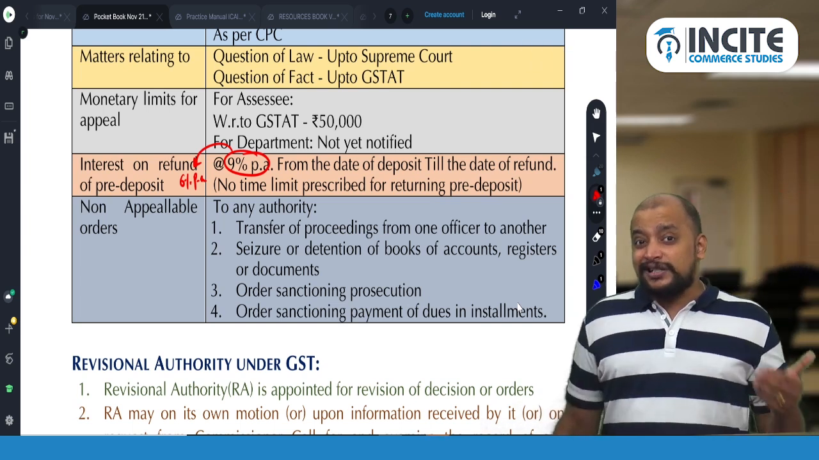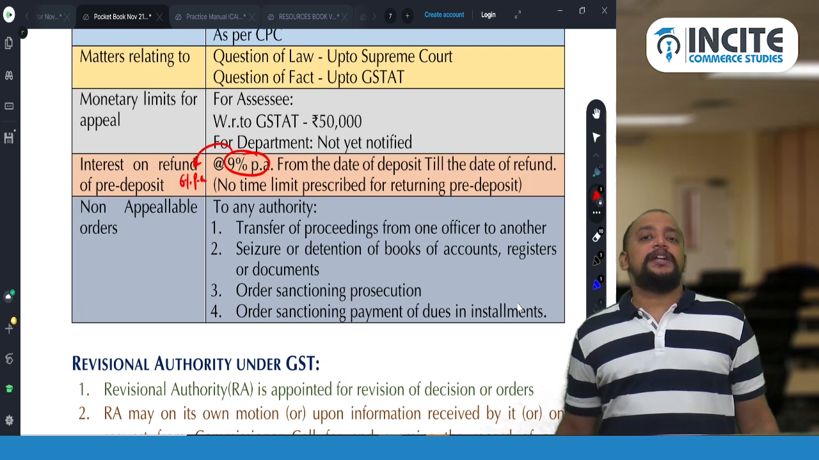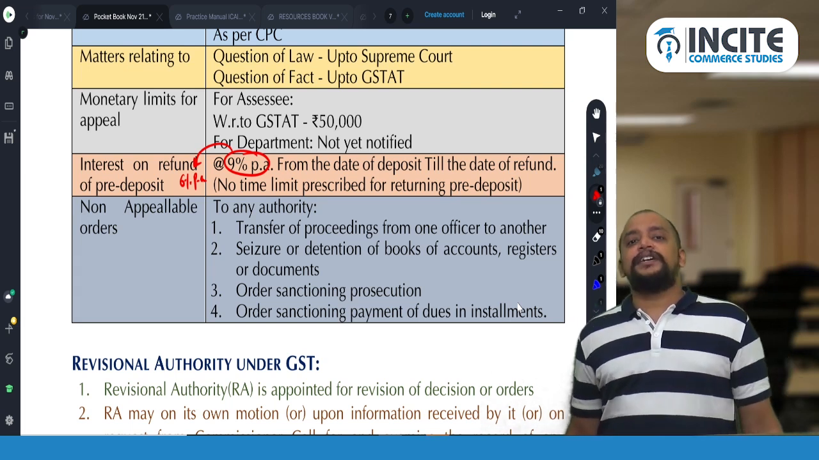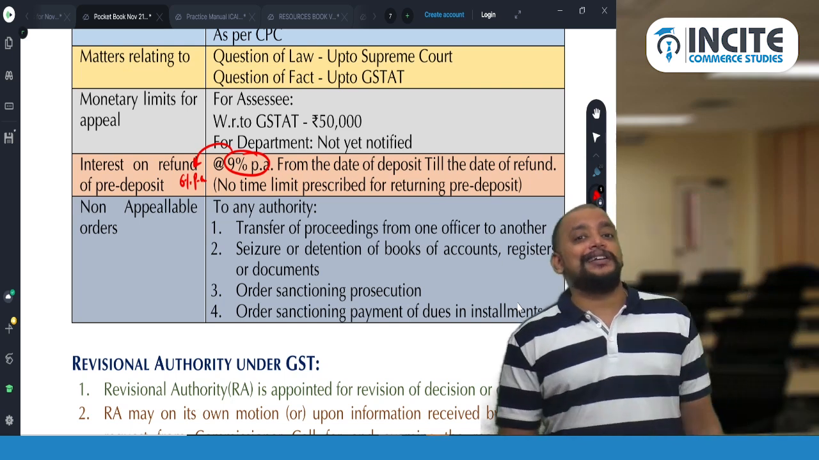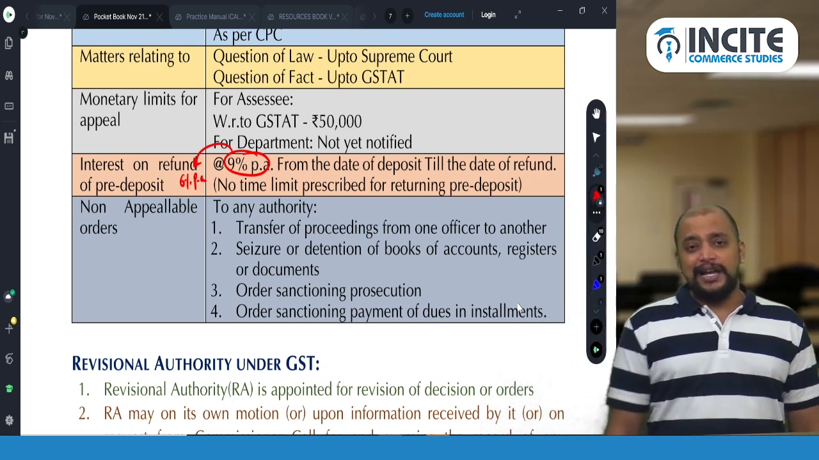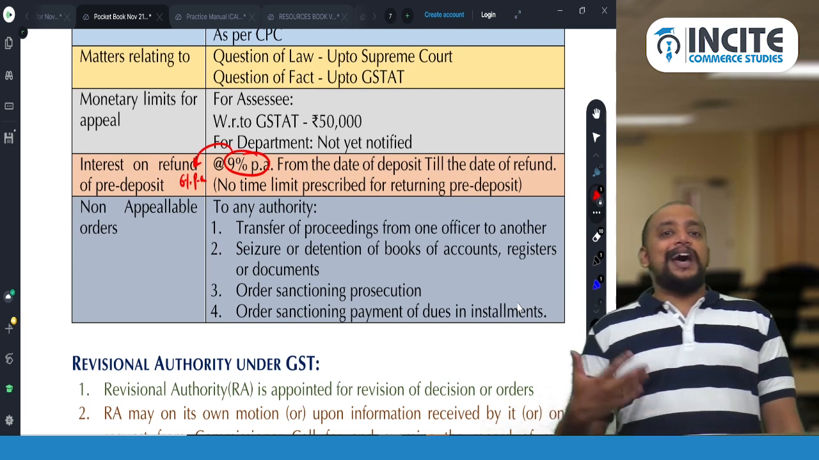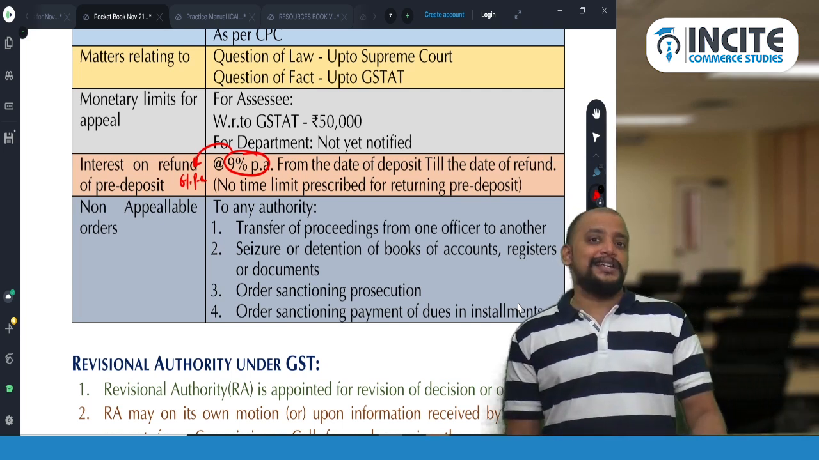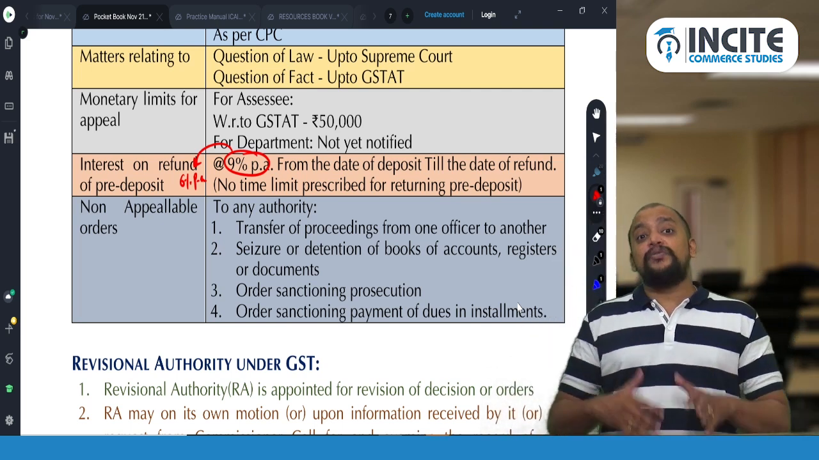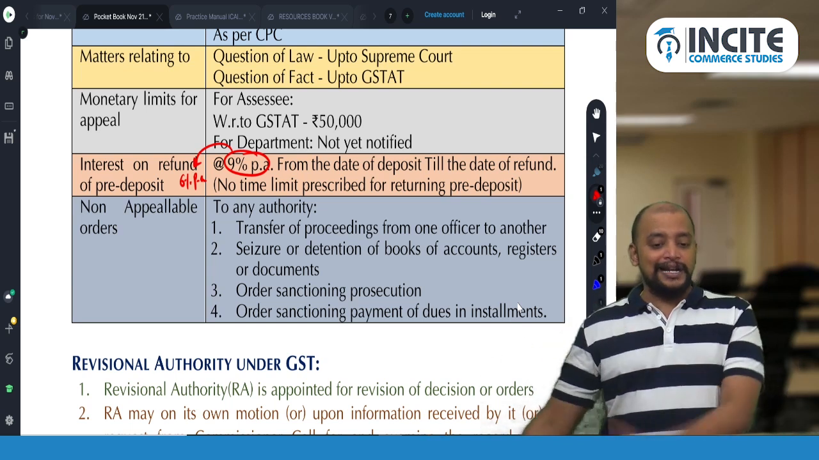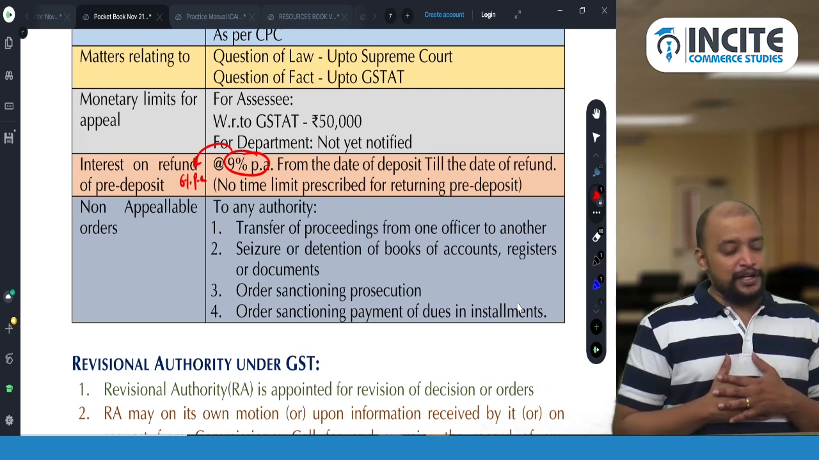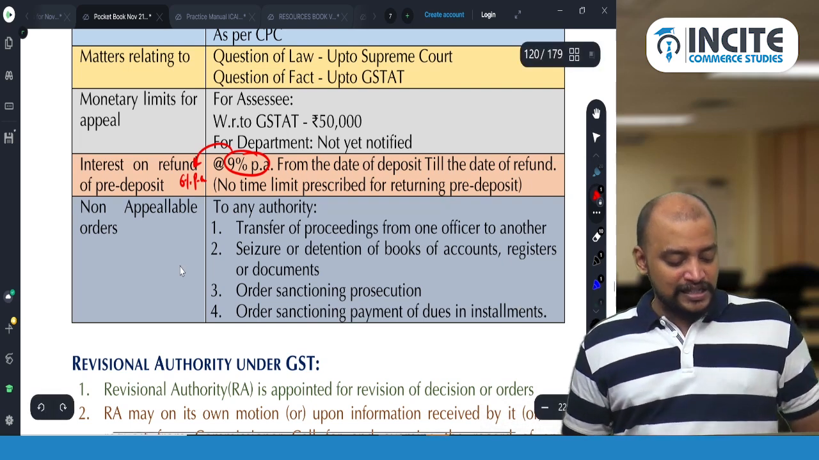And here, interestingly, that 6% per annum will be from the first date after the date of payment till the date of refund. So there is no application and all here, which means that 6% we will be getting as interest. So from the first date after the date when we make the pre-deposit, till the date the pre-deposit is refunded to us, for that period interest is applicable.